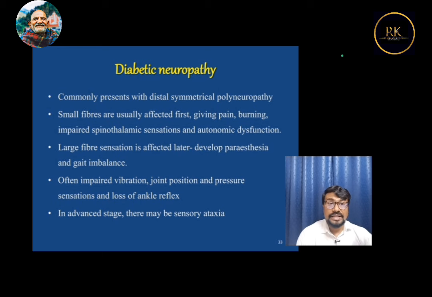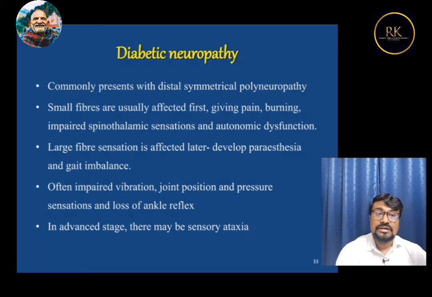Then diabetic neuropathy. These patients present with distal symmetrical polyneuropathy. Small fibers are usually affected first, leading to pain, burning sensation, impaired spinothalamic sensation and autonomic dysfunction. Large fibers are affected later, thus paresthesia and gait imbalance develop because of large fiber involvement, and impaired vibration, joint position and pressure sensation and loss of ankle reflexes can be present at the late stage of the disease.